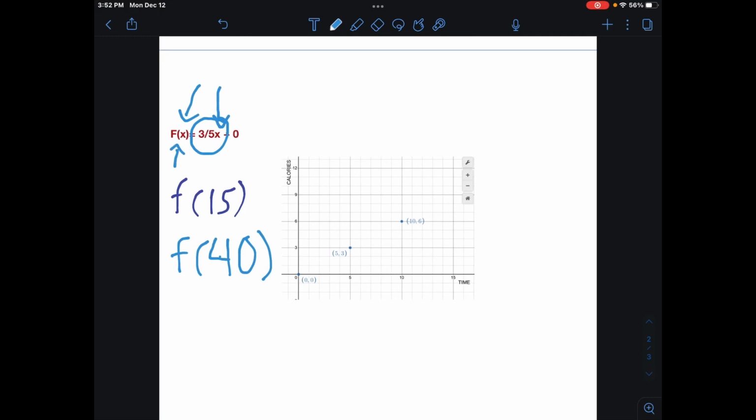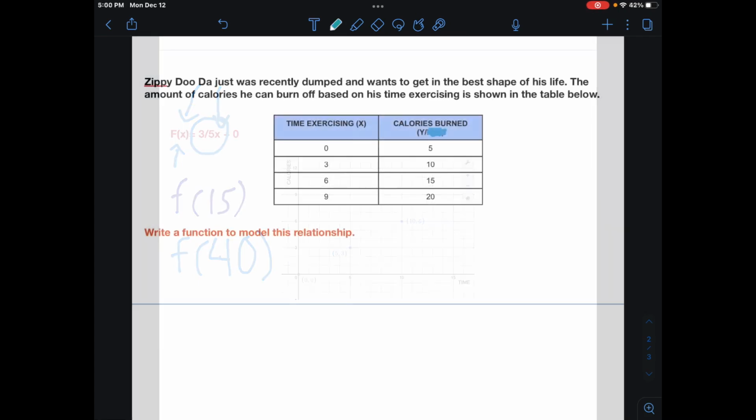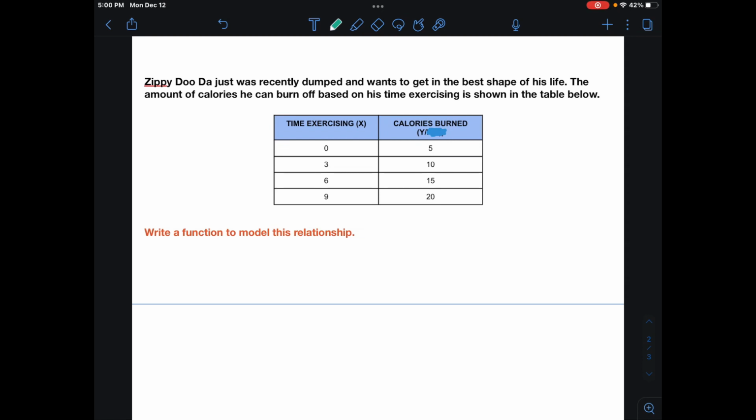So go ahead and plug that in and let me know what you get as your output, aka the number of calories burned. Here we are going to construct a function based off this table. We will also interpret the rate of change and the initial value of the linear function.